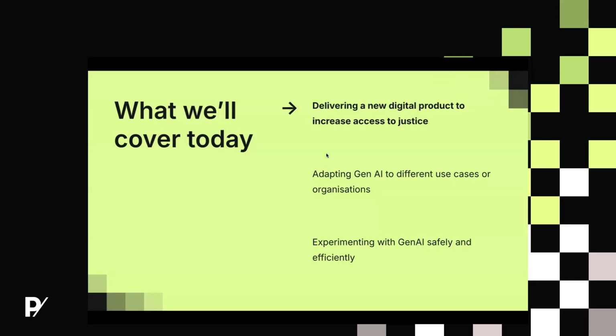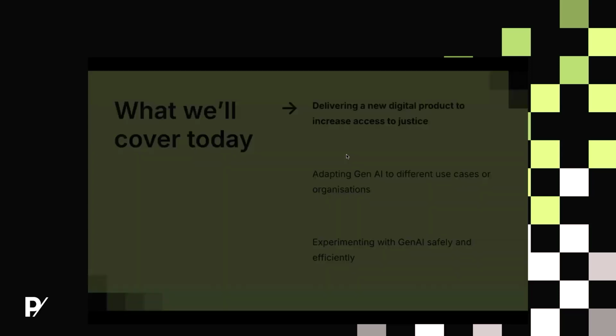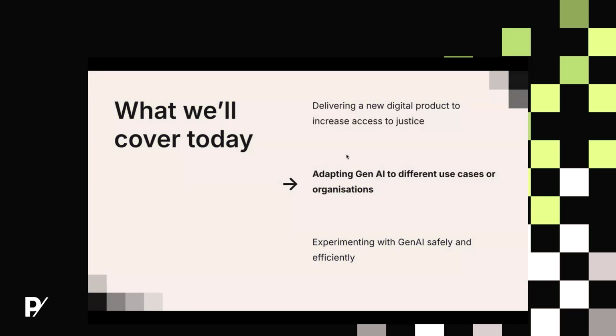So in that vein, today we're going to be looking at a useful case study. Thinking about new digital products with the Hear Me Out innovation for increasing access to justice that just launched from the National Justice Project. We're looking at adapting generative AI to different use cases or organizations. So what are the things you want to be thinking about? When is AI actually a good choice? When are there other models or technology that you should be considering? And what's the playbook for experimenting with Gen AI safely and efficiently? What have we learned in our experiments at Portable? And what do our panelists also have to say about best practice for experimenting with Gen AI?